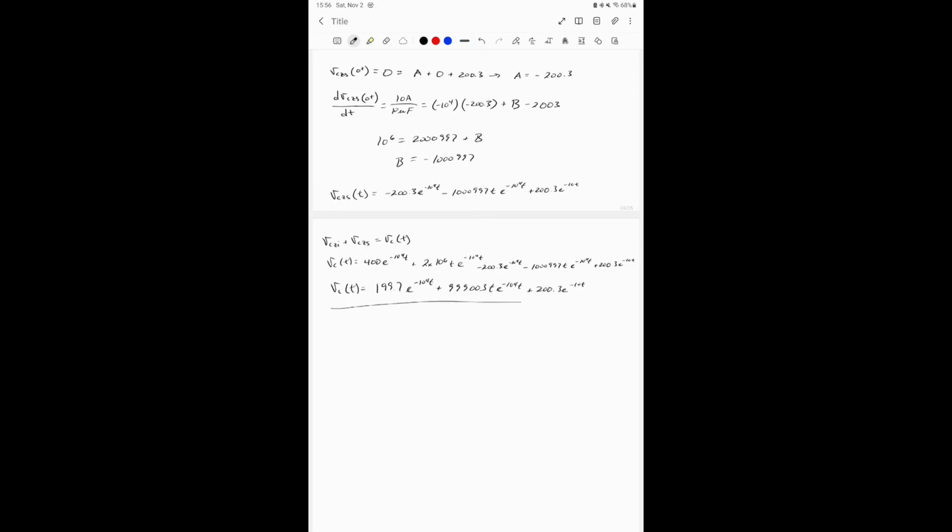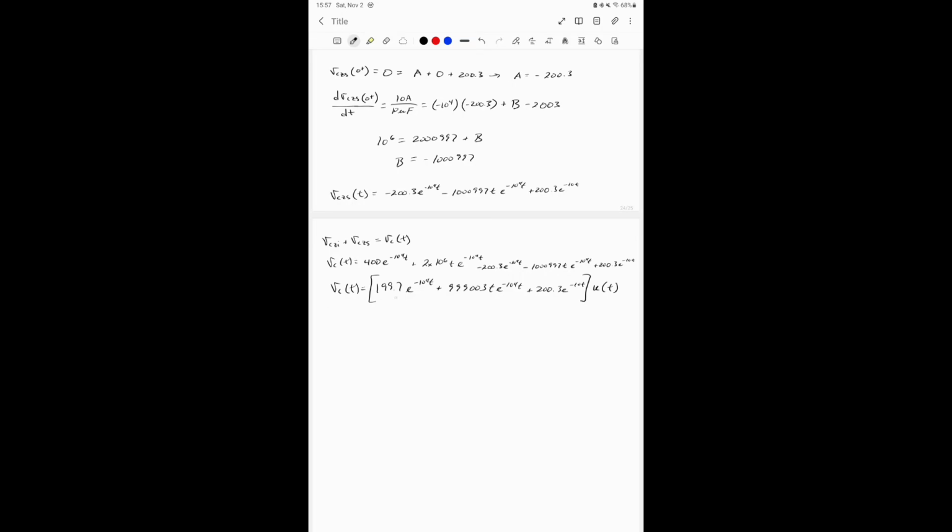Okay, so this should be not just the particular solution, but the solution to the entire equation. And then don't forget, this is once again multiplied by u of t, because this is after we get to the time t is greater than 0.